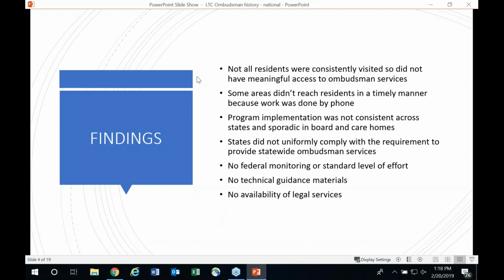And I think it kind of speaks to these next bullet points as far as findings about not all residents being consistently visited. So they didn't really have meaningful, consistent access to the Ombudsman program. And believe it or not, there was Ombudsman work being done strictly by phone. So residents didn't have timely access to the program either. Implementation was not consistent across the states, and even more inconsistent in the board and care or assisted living homes. They didn't uniformly comply with the requirement to provide statewide Ombudsman services. There was no monitoring or standard level of effort, no technical guidance, or no availability of legal services.